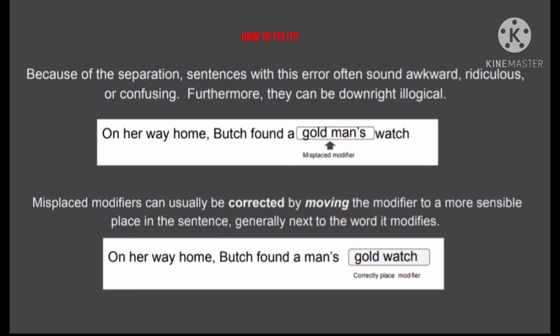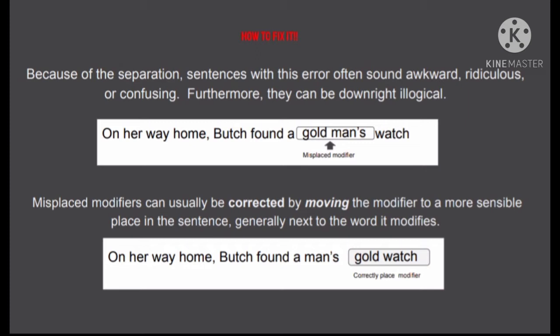What is, or where is, the misplaced modifier? As you can see in the arrow, he pointed to goldman's, because if we are going to analyze the sentence, the gold modifies man's. So if we are going to read it, it just says that gold is the man, not the watch.